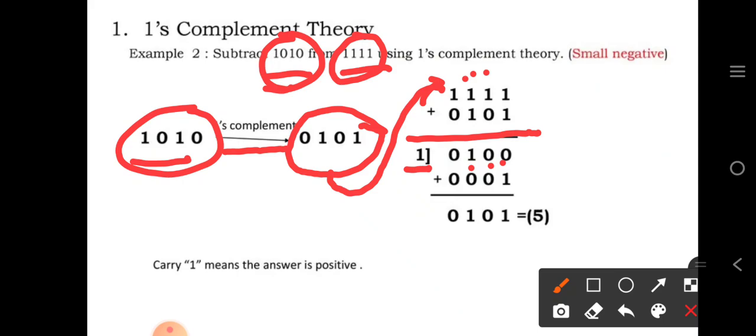Now this is the addition, but wherever you get a carry at the left hand side, you have to add this carry to the LSB. Okay, so after adding this 1, you will get the output as 0101, which is number 5. Why 5? If you apply the 8421 theory, one number is for the place 4 and the next one is for 1.